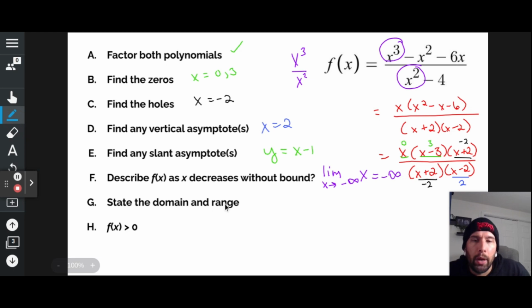State the domain and the range. Well, the domain is what numbers am I not allowed to plug in? Well, I'm not allowed to plug in -2 and +2. So the domain is going to be everything but -2 and 2. So negative infinity to -2, union -2 to 2, union 2 on.